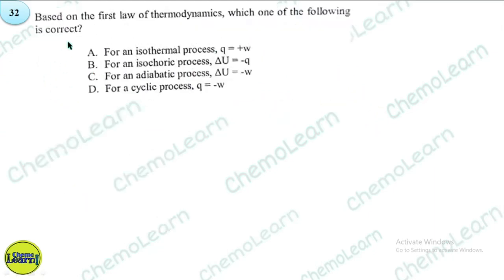Question number 32. Based on the first law of thermodynamics, which one of the following is correct? For an isothermal process, Q equal to positive W. For an isochoric process, delta U equal to minus Q. For an adiabatic process, delta U equal to minus W. Or for a cyclic process, Q equal to minus W.